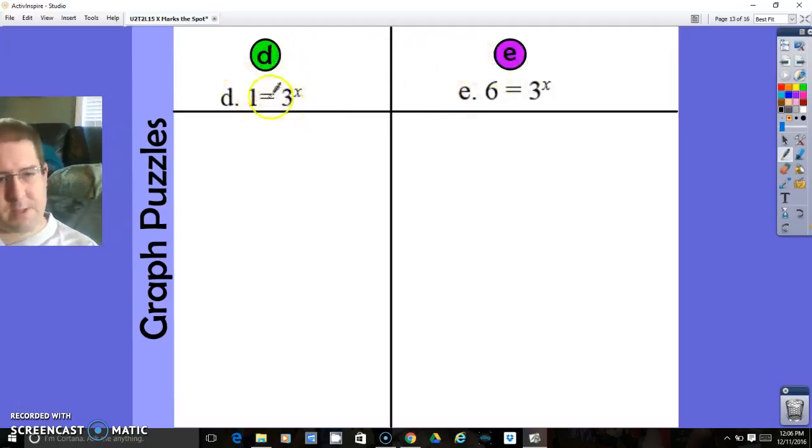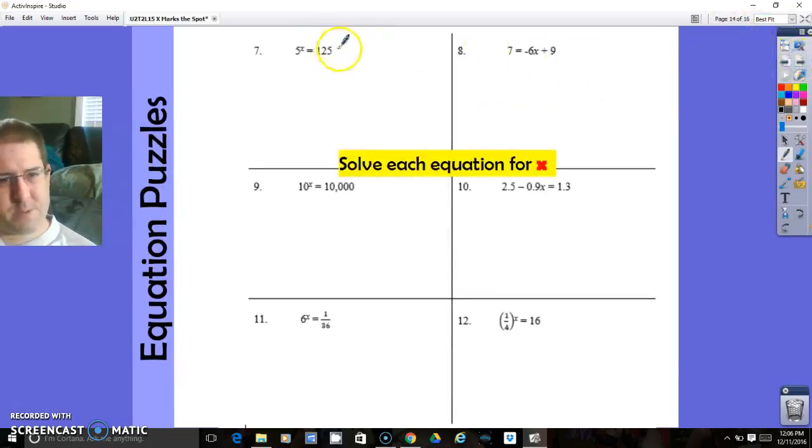I'm not going to do these as well because there's no way to make the bases the same. So you would have to do something called logarithms. These are logarithmic functions. You would have to take the log of both sides. I don't have time to get into all that right now, though. Just search for logarithmic functions if you want to figure out how to do that. Change the base.